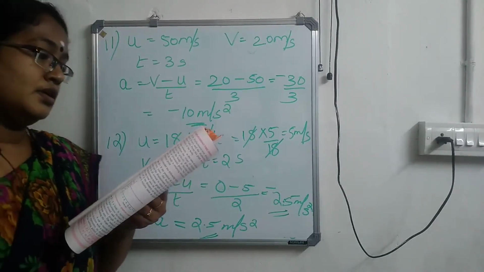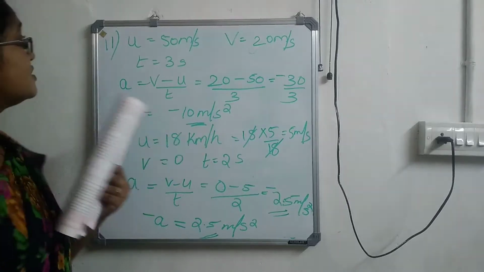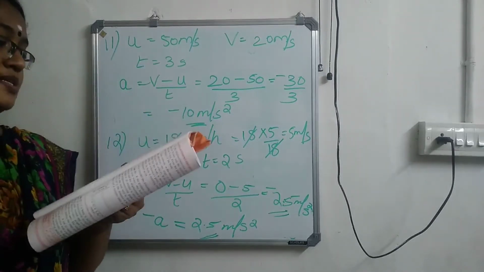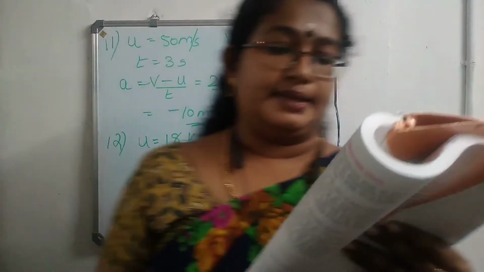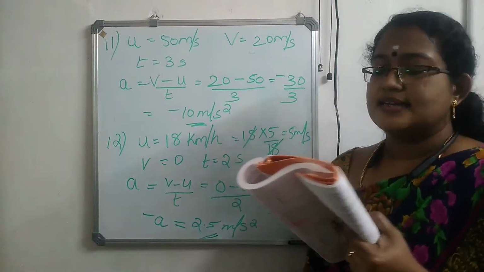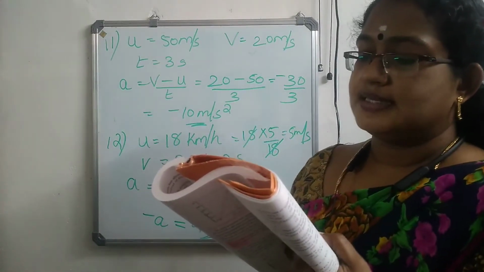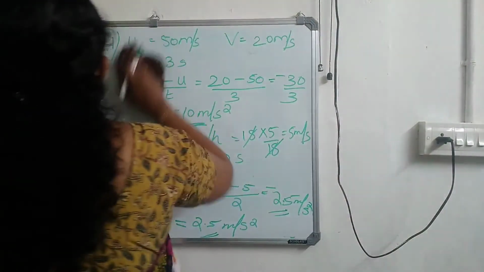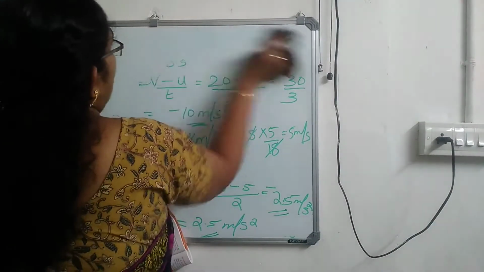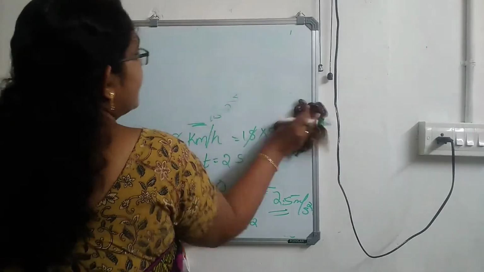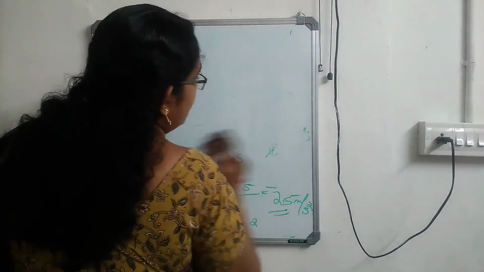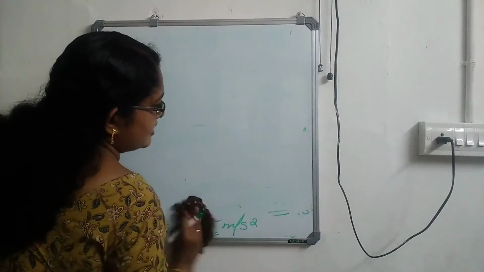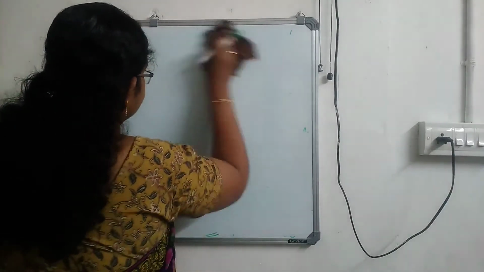We completed question number 12. Now question number 13. A car accelerates at a rate of 5 meter per second square. Find the increase in its velocity in 2 seconds. So what you have to calculate here? We have to calculate the increase in velocity. That is, velocity has to be calculated here.